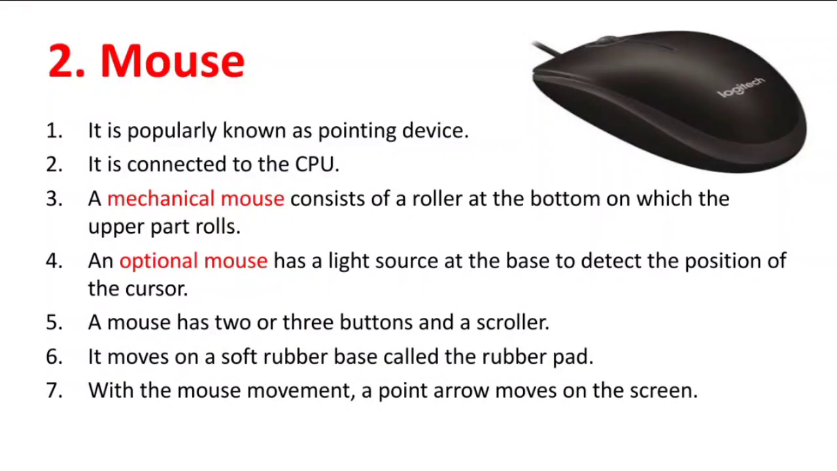So these are the 7 points about the mouse. There are 2 types of mouse: mechanical mouse and optical mouse. And these are all pointing devices, used for pointing at some location on the screen.